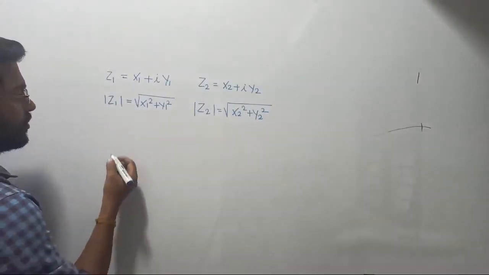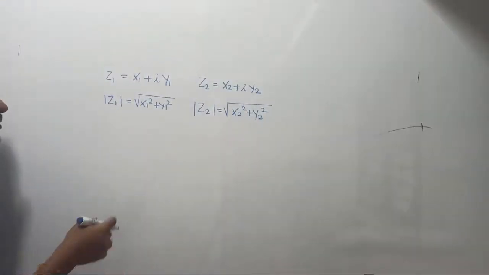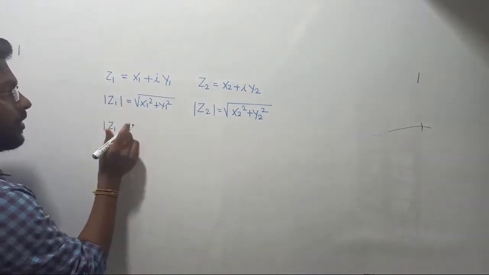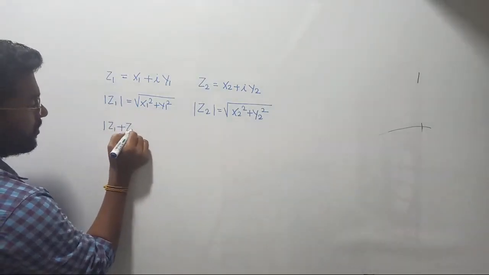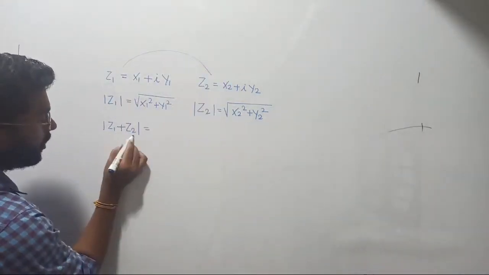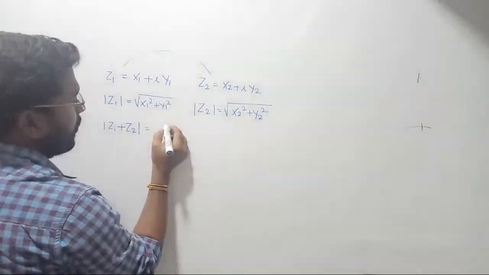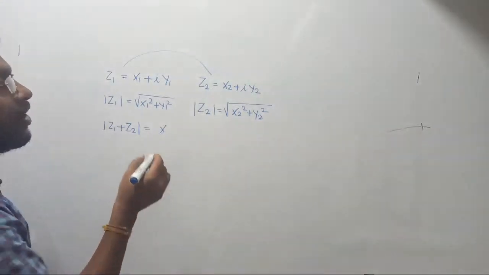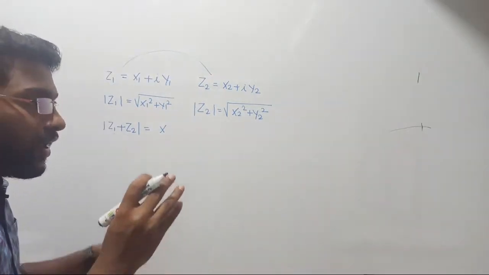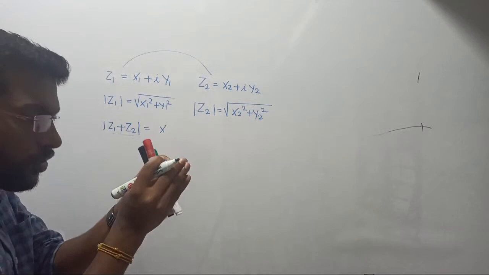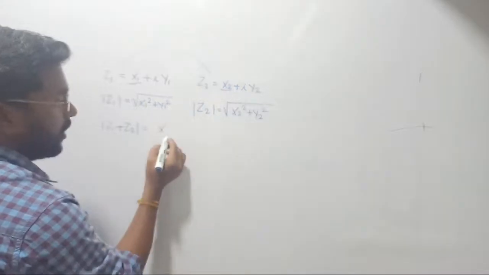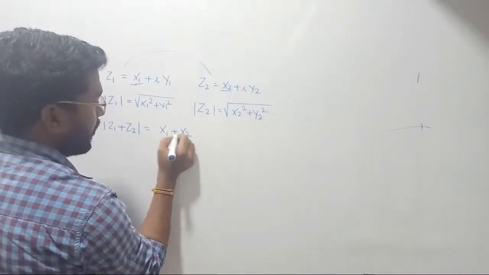Now I would like to do some additions and subtractions. Let's see what happens here. One more thing I have to do: mod of z1 plus z2, I should calculate this one also. For that we have to group them together. First we have to do the addition and then take the mod. While adding two quantities in the rectangular domain, all real parts will be grouped together and all imaginary terms will be grouped together. Do you agree with me? Yes. Here x1 is real, x2 is also real, so the real terms will be grouped together.